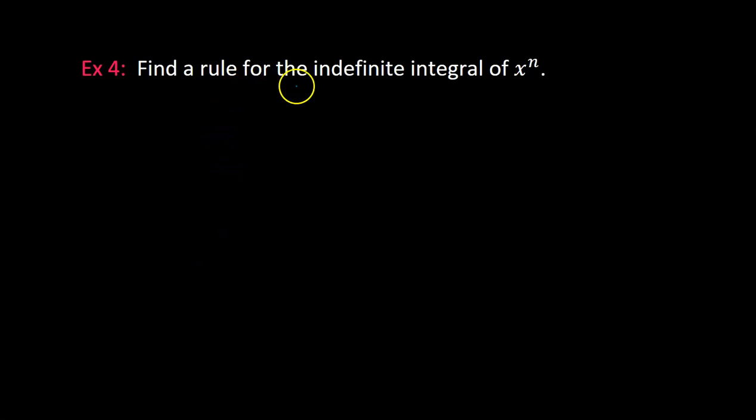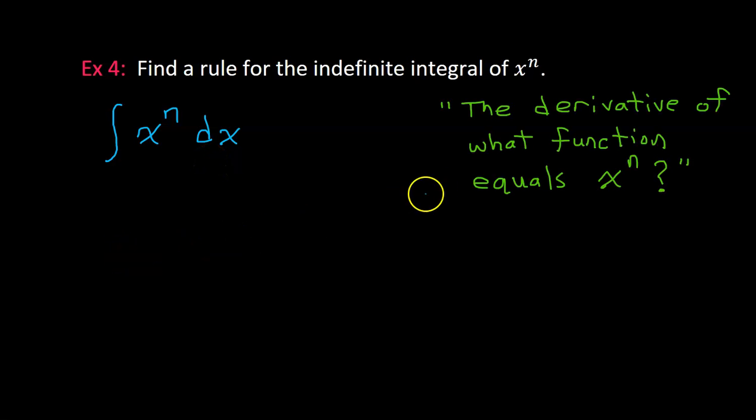Example 4. Find a rule for the indefinite integral of x to the n power. Let's practice using our notation. So the integral of x to the n power dx. So again, we're still just finding the antiderivative. That means we are asking ourselves the question, the derivative of what function equals x to the n power? So think about the power rule. We know when we take the derivative, the power decreases by 1.